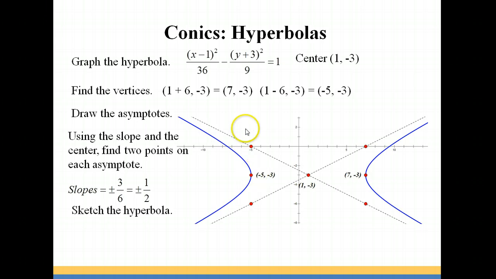So the vertices are here, so I'm going over this direction 6 and getting to -5, and I'm going from the center to the right, and I'm ending up at 7, -3. So I have my vertices and I have my asymptotes.